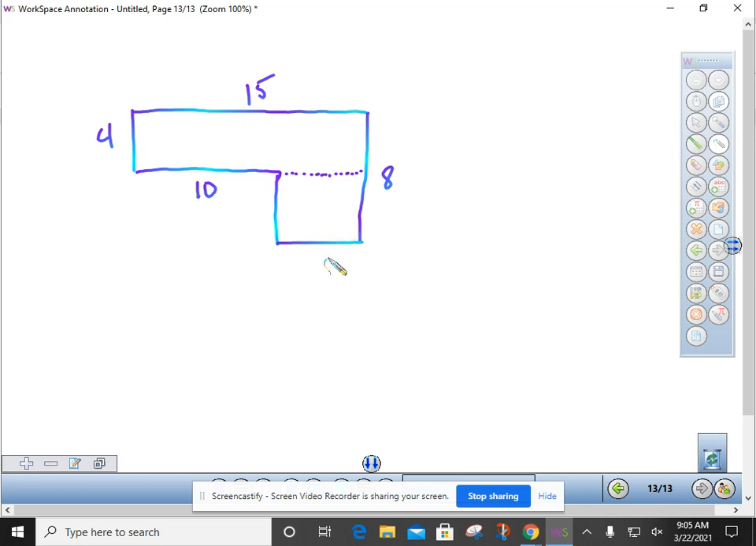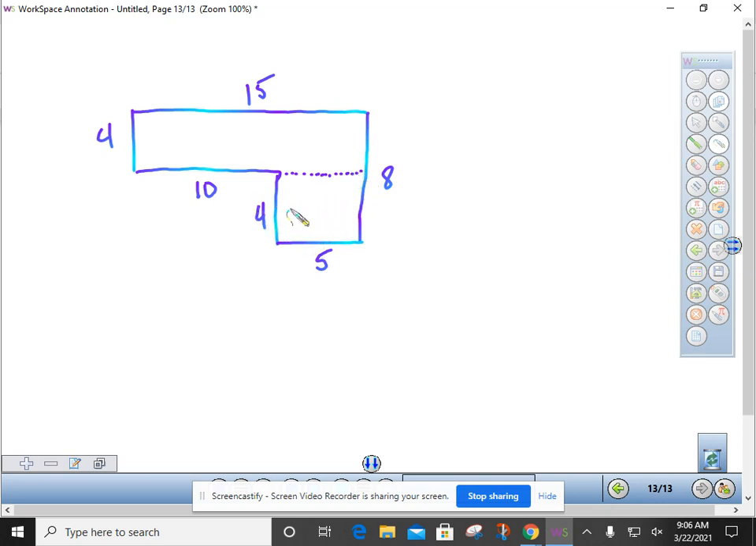What is the measurement right here? 4. How did you get 4? The whole thing is 8, and the top of it right here is 4, so the bottom is 4. How'd you get 5? Half of 10 is 5. The whole thing is 15. This part is 10. That means this part is 5.